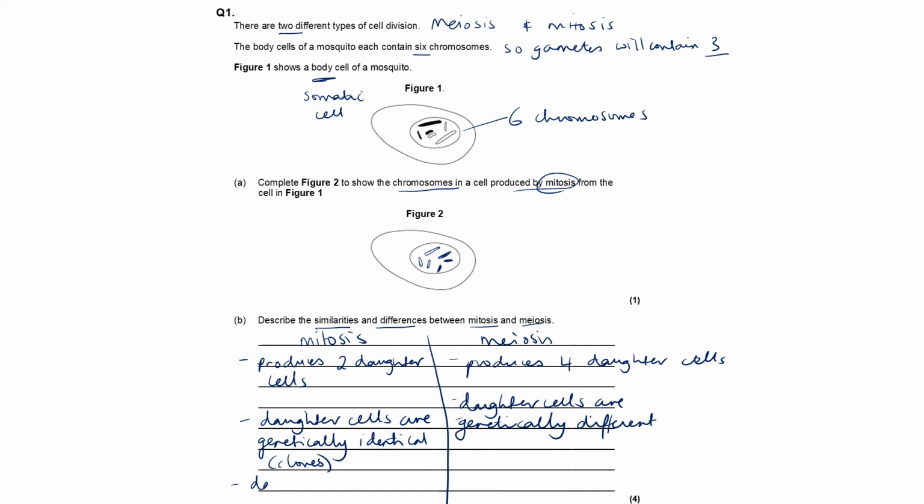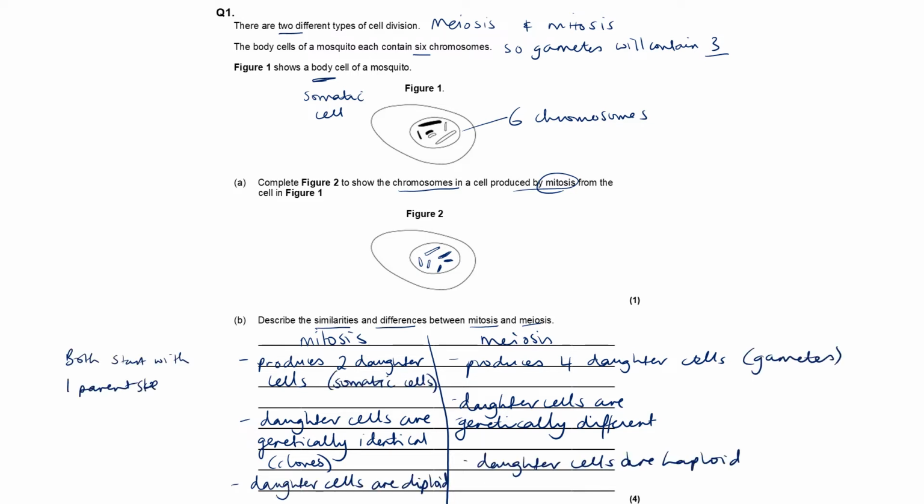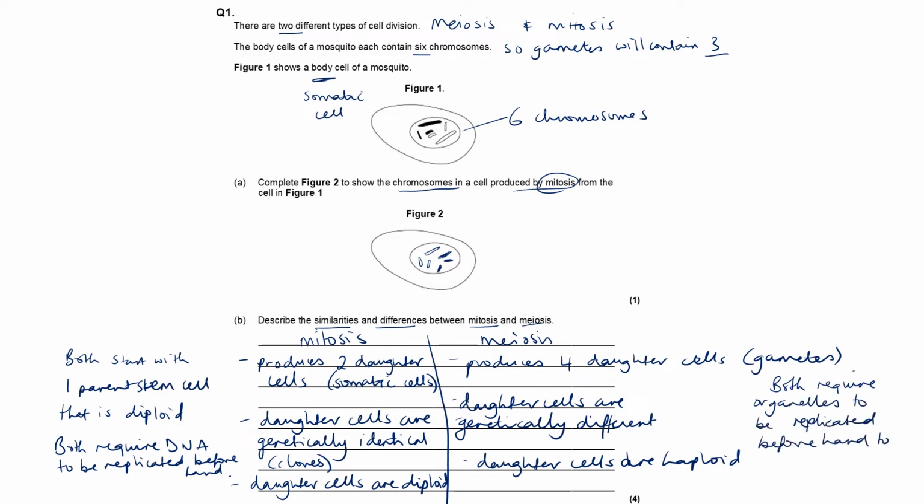Differences, they produce 2 daughter cells, or mitosis does. Meiosis produces 4 daughter cells. In mitosis, the daughter cells are genetically identical or clones. In meiosis, the daughter cells are genetically different. In mitosis, the daughter cells are diploid, and in meiosis, the daughter cells are haploid. So those are the differences.